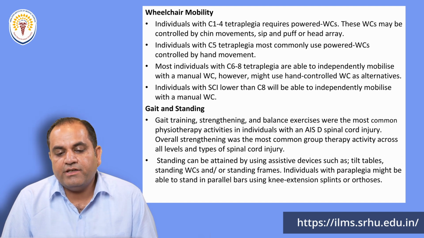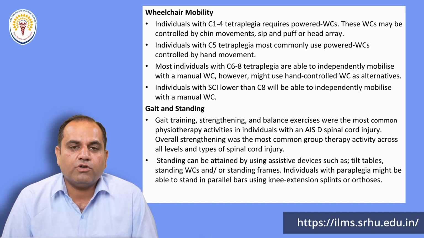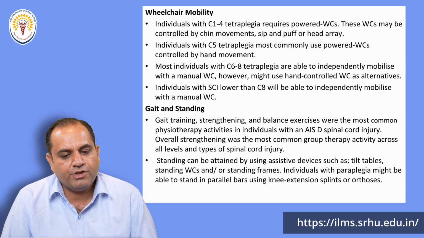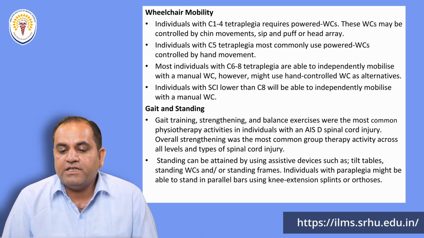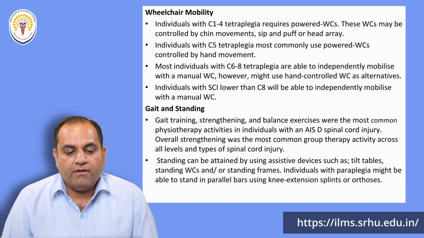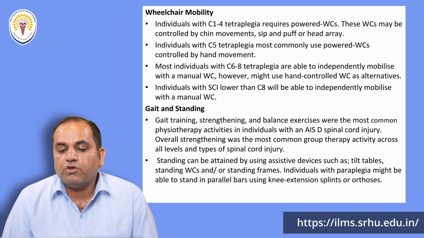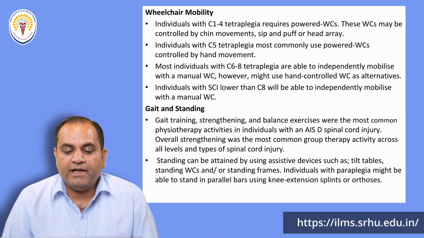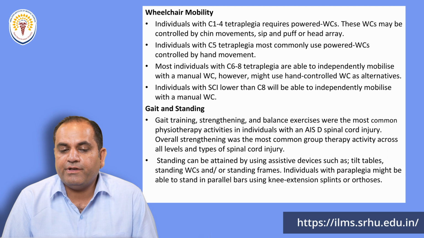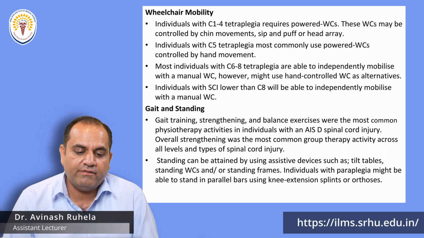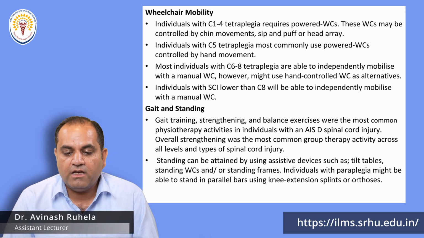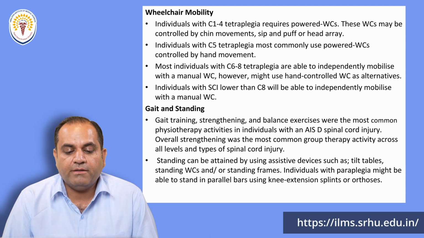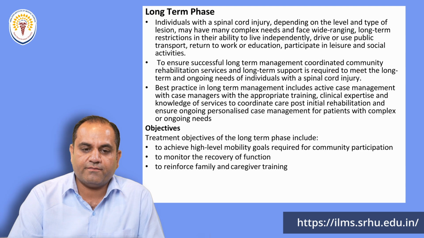Gait and standing. Gait training, strengthening and balance exercises were the most common physiotherapy activities in individuals with an AIS-D spinal cord injury. Overall, strengthening was the most common group therapy activity across all levels and types of spinal cord injury. Standing can be attained by using assistive devices such as tilt tables, standing wheelchairs and or standing frames. Individuals with paraplegia might be able to stand in parallel bars using knee extension splints or orthosis.